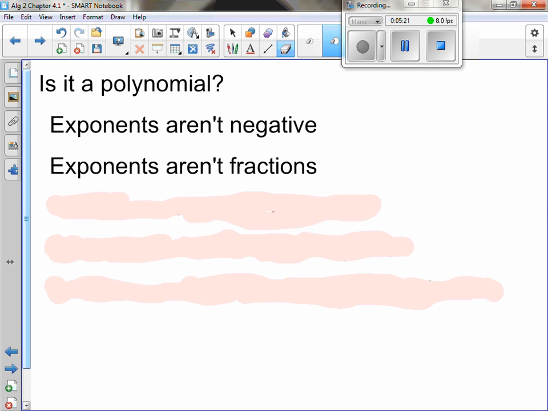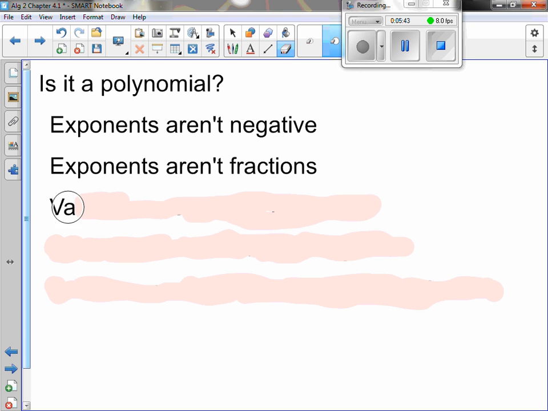Do you remember what it would be? If we have fractional exponents, it's not a polynomial, it's... Well, it starts with an R, right? It's a rational or a radical. It's our radical functions.